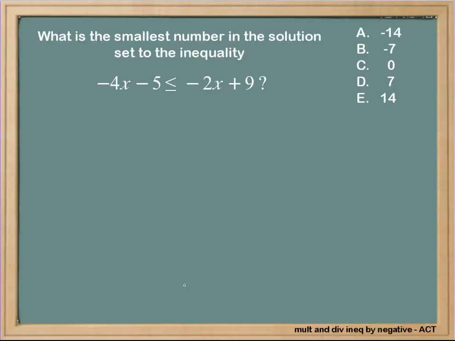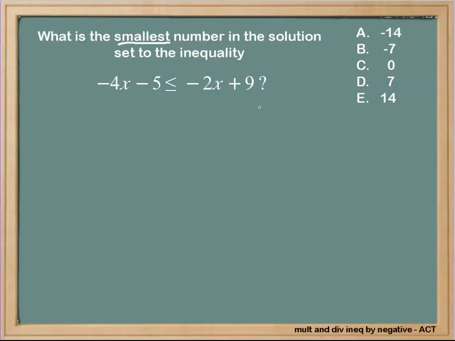ACT or standardized test prep questions are really important to read carefully and use appropriate strategies. So this question is asking, what is the smallest number in the solution set to the inequality negative 4x minus 5 is less than or equal to negative 2x plus 9? A couple of different ways we can go about doing this. First of all, they want us to find the smallest number. So we know we want to get the least, smallest, lowest answer in this.